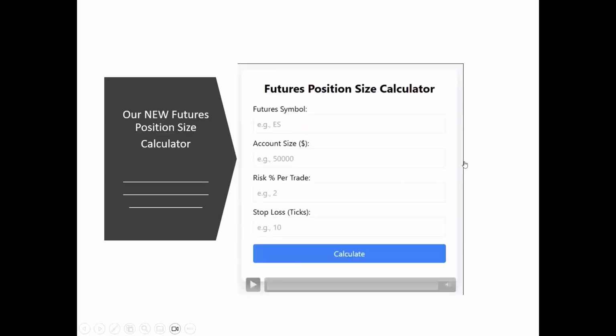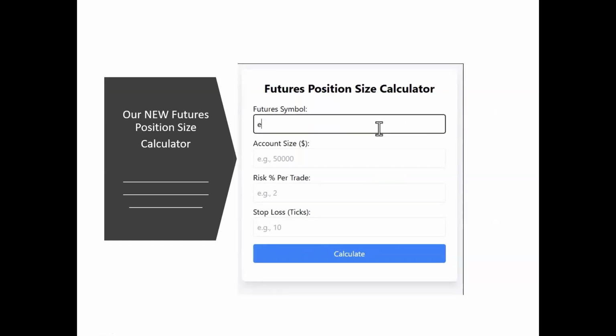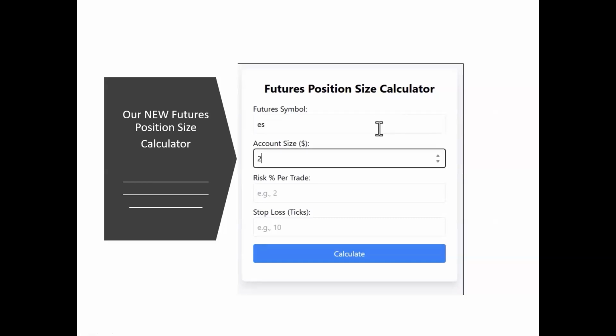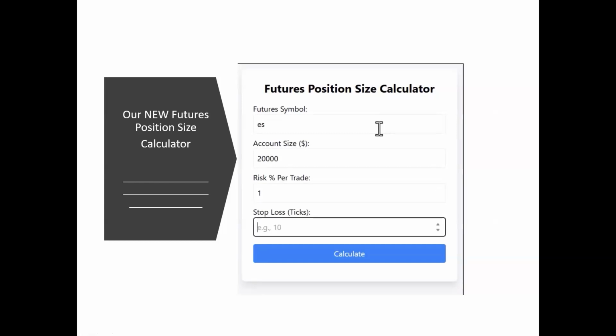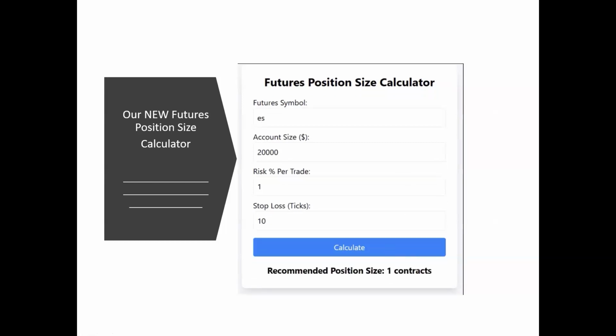So here's an example of the position size calculator where it will calculate the number of contracts. Here we're putting in the ES symbol. We're going to put in an account size of $20,000. We'll put a risk percent per trade of 1%, and a stop loss in ticks, we'll just put in 10 as an example. Click on calculate, and you can see it's calculating that you should be trading one contract. So if you're trading the micros, you'd be trading 10 contracts with the micros.